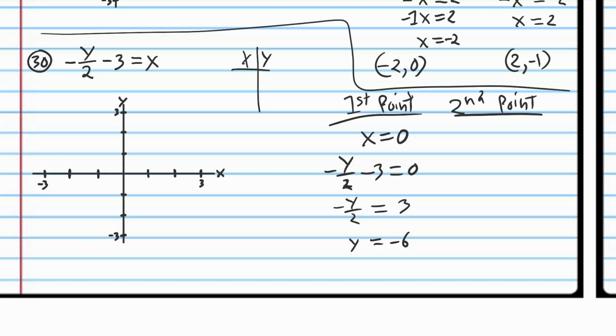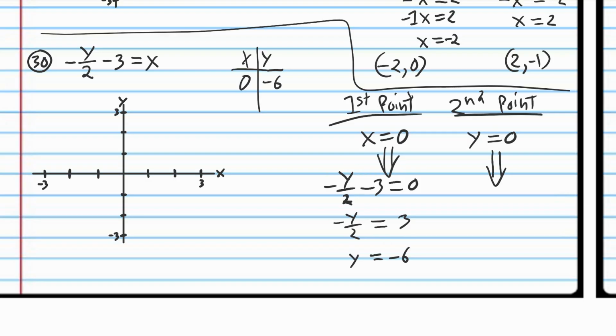Just double checking that. That looks correct. 0, negative 6. So let's plug in 0 for y instead of choosing the 0 for x. So let y equal 0, and we have negative 0 over 2 minus 3 is equal to x. And 0 over 2 is just 0, and the negative doesn't really affect anything. And then we have 0 minus 3 is negative 3, and x is equal to negative 3. So our point is negative 3, 0.